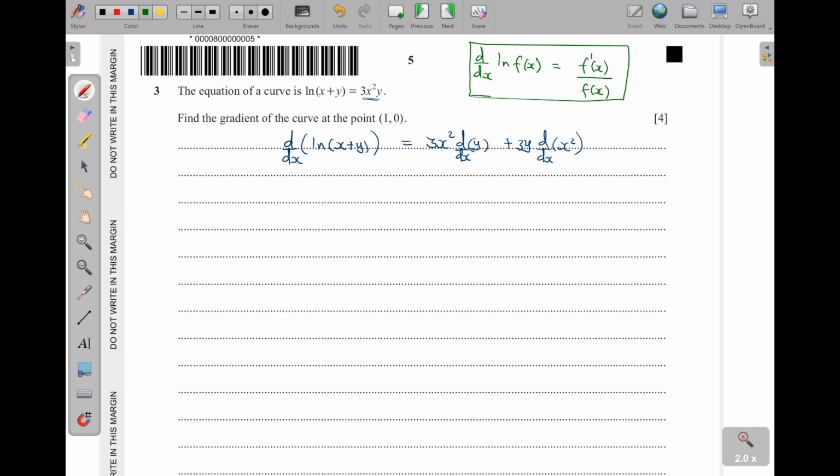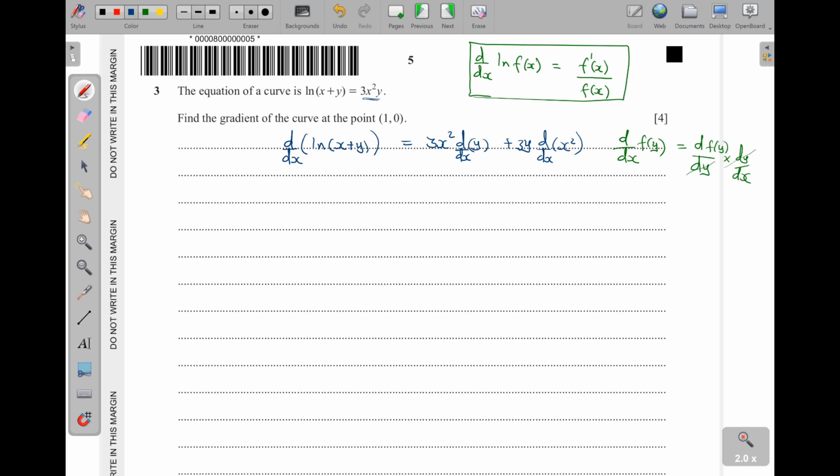Y is not expressed in terms of x, so it is an implicit expression. What we need to do, when we are differentiating a function of y with respect to x, is first differentiate that function of y with respect to y. Then we multiply by dy/dx, such that this dy can cancel with this dy, and you remain with d/dx of f of y. You see that?